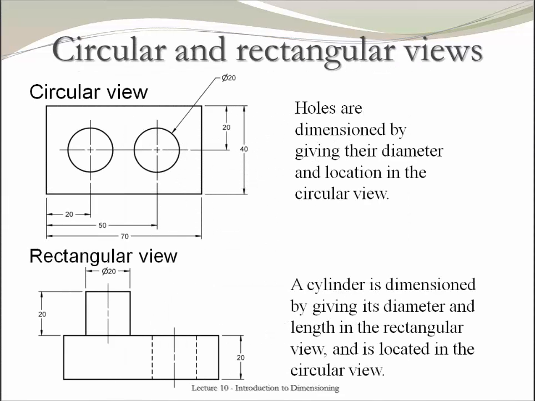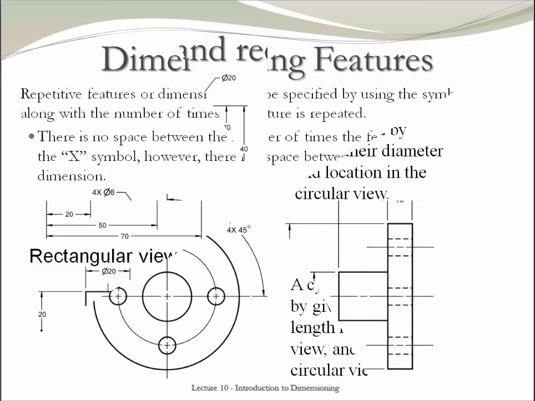Let's now talk about the circular and the rectangular views. Notice that these 2 views represent the same object. If you use a circular view, you provide the diameter and the position of the features. If you use a rectangular view, you provide the diameter, the length, or the depth of the features. In most cases, both views are required to provide the necessary information about an object.